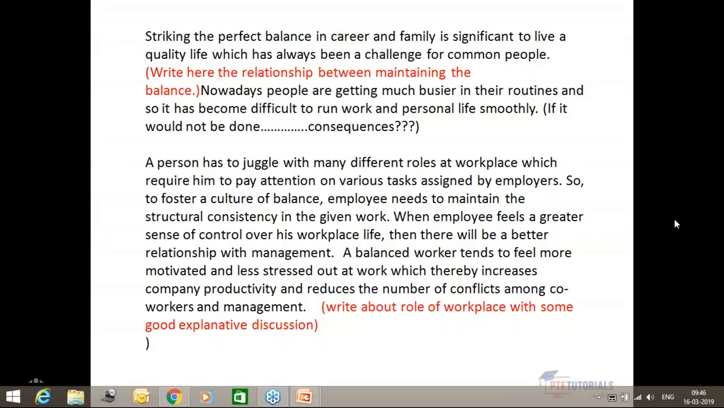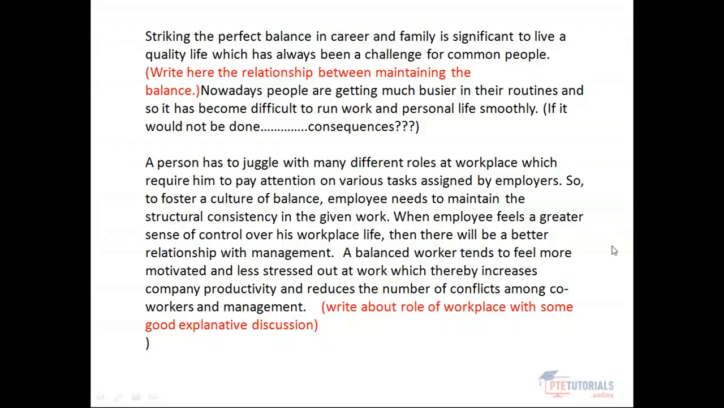A balanced worker, what will happen if this relationship goes better? A balanced worker tends to feel more motivated and less stressed out at work. Definitely, we enjoy our work, which thereby increases company productivity and reduces the number of conflicts among co-workers and management. Every one of us these days is working. And we all know if this goes in a good way, definitely the results, the product, will be very good.